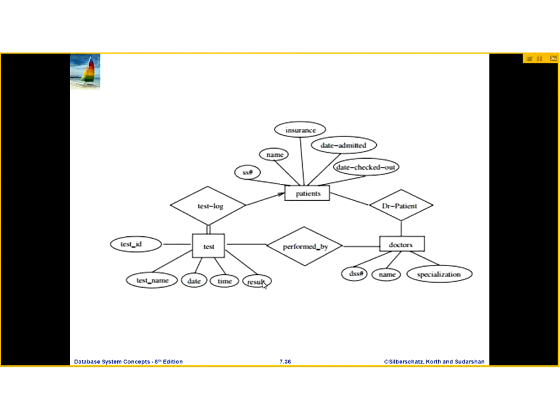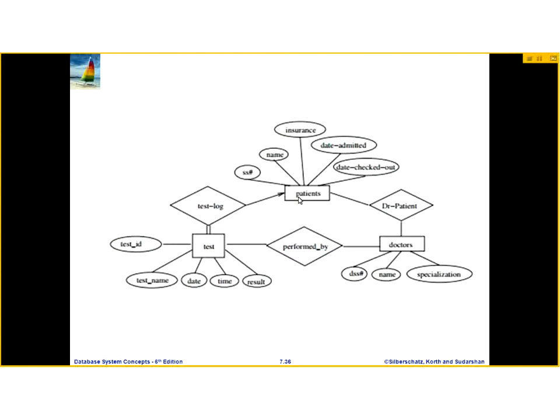So result is an attribute which can be anything. It can be a composite attribute as well, in which you can define all the sub-attributes, like blood CP, other common tests which are performed, or some specialized tests as well. So you can write all types of results and tests over here. So there are three entities: test, patient, and doctors. These are their attributes, and this is the relationship.